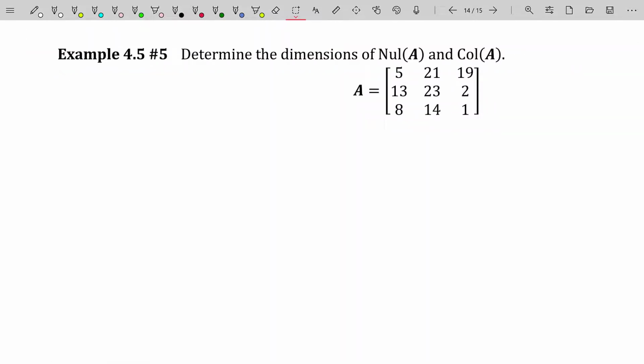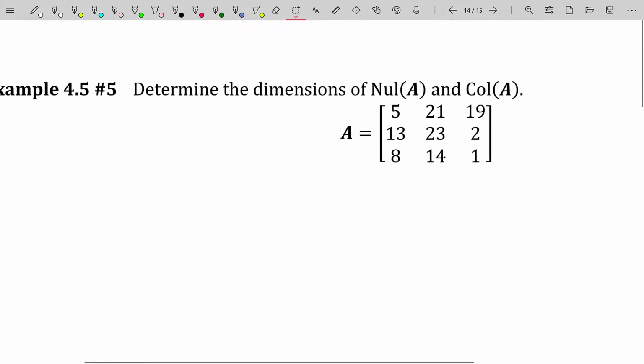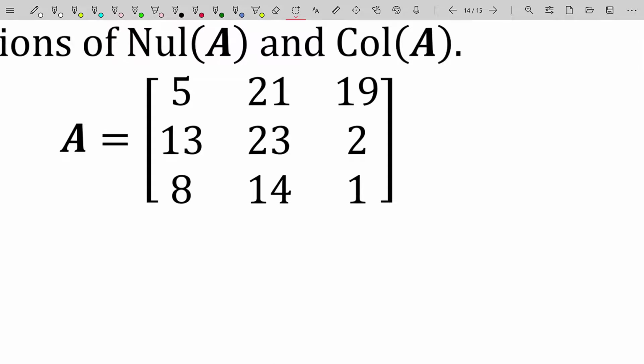Determine the dimensions of the null space of A and the column space of A for the matrix given here. I'm not going to get too fancy with this. What I'm going to do is just create equivalent forms of this matrix A, so that I can find out how many pivot columns A has.